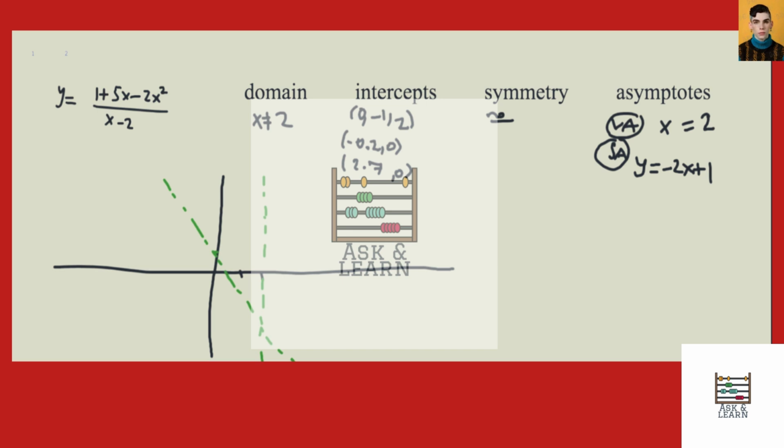0, negative 1/2 would be, let's say this is 1. So this would be 0, negative 1/2. Okay. And it's going to approach but never touch. Likewise, it's going to approach but never touch.